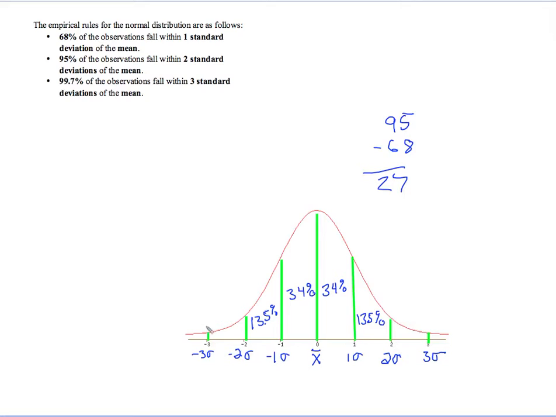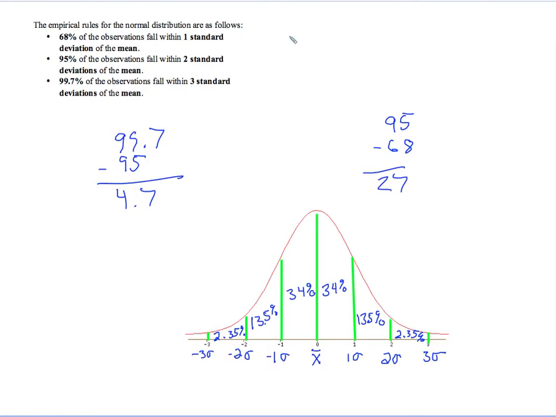Now if 99.7% of your data is from 3 standard deviations below to 3 standard deviations above, then you have to take 99.7 minus 95, and you will get 4.7. And if you divide that number by 2, you will get 2.35. So over here, 2.35% of your data. And in here, you'll have 2.35% of your data.